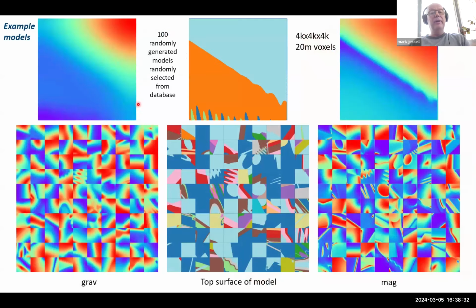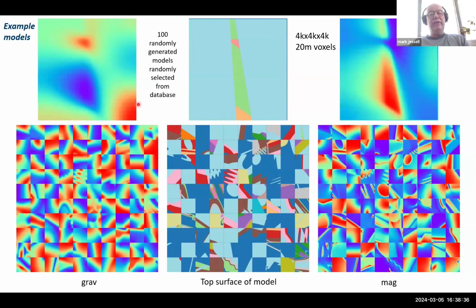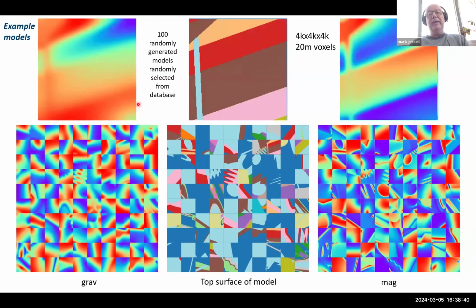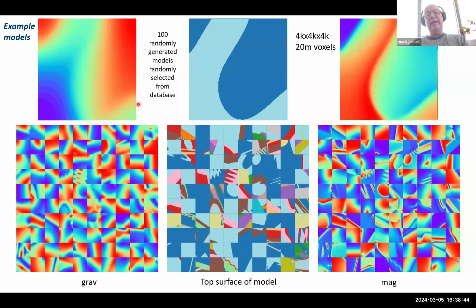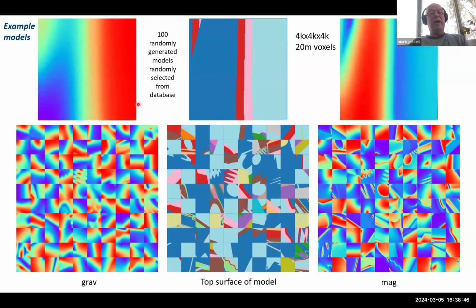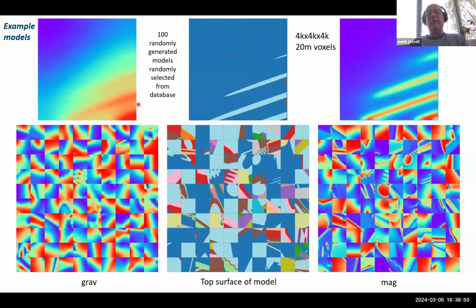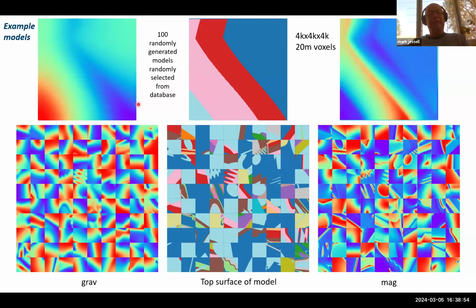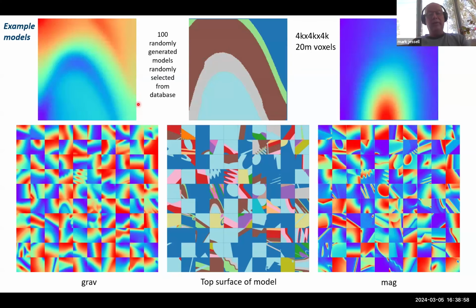And here's some of them. On the top row, we're cycling through 100 of these models. On the left, it's the gravity field. In the middle, it's the top surface of the volume. And on the right-hand side is the magnetic field. You can see sometimes the gravity and mag correlate very well, and sometimes they look quite different. That's because the different geophysical fields are measuring different properties to different depth extents.